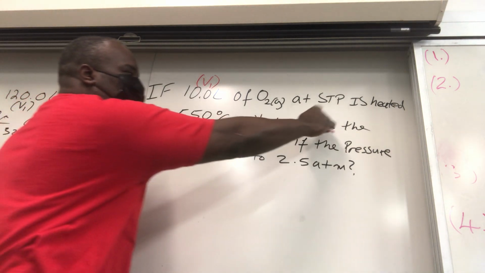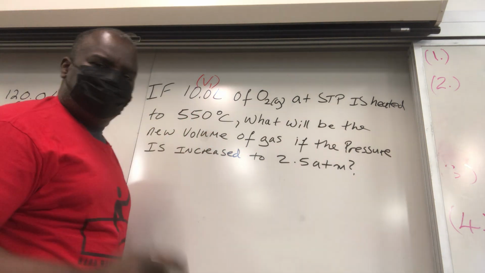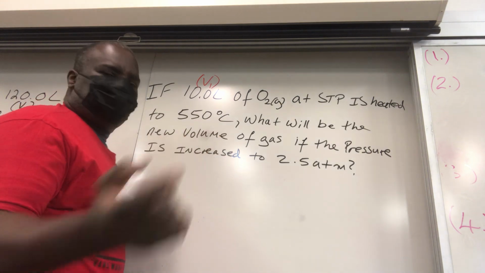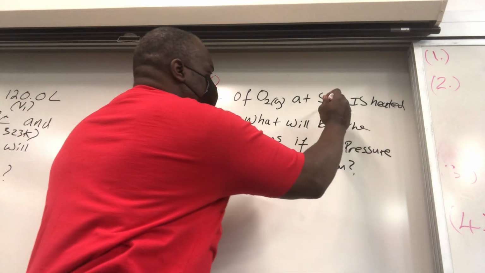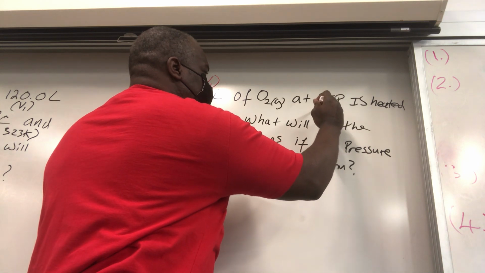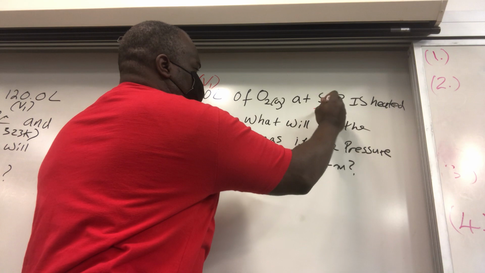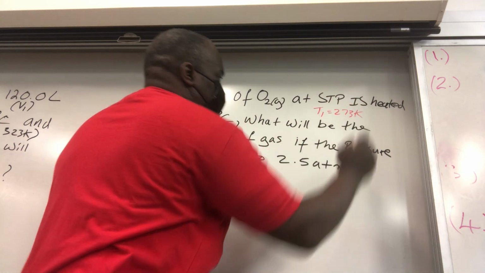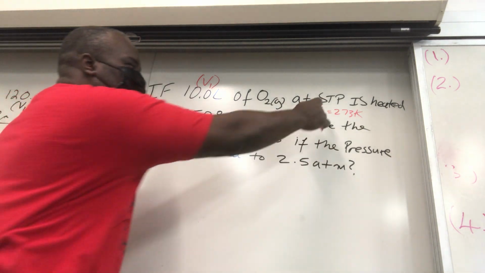Now STP, okay, standard temperature is either going to be 0 degrees C or 273 K, right? And from experience, we always use Kelvin in our calculations. So we're going to use 273 Kelvin as our T1. Now, what's our P1? Also, it's hidden here.